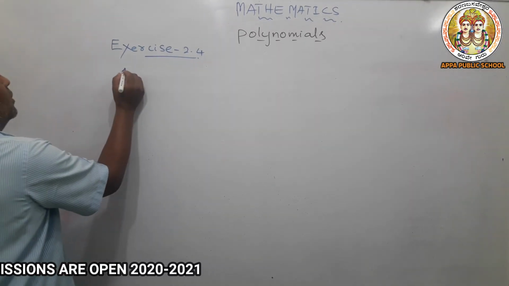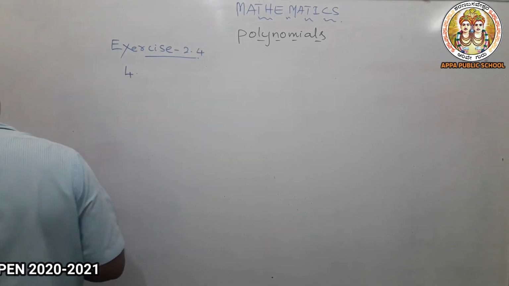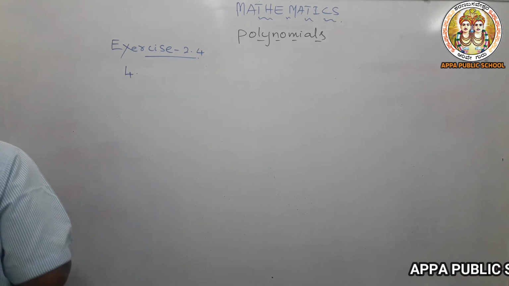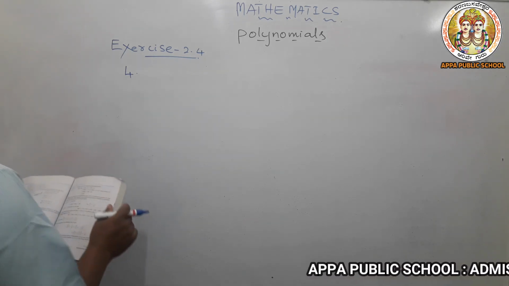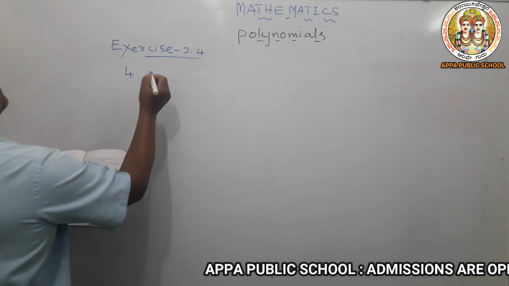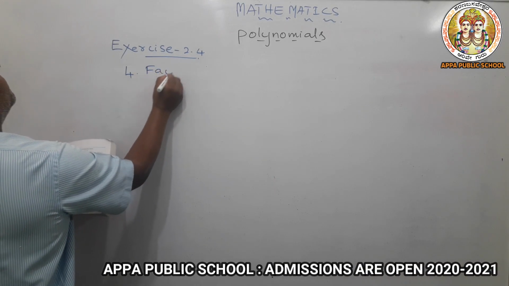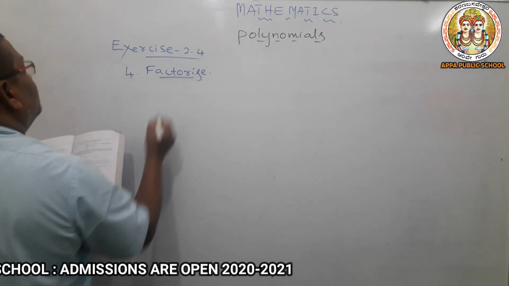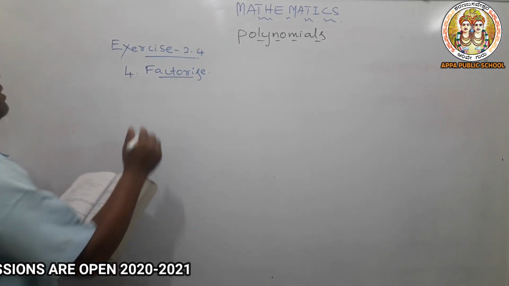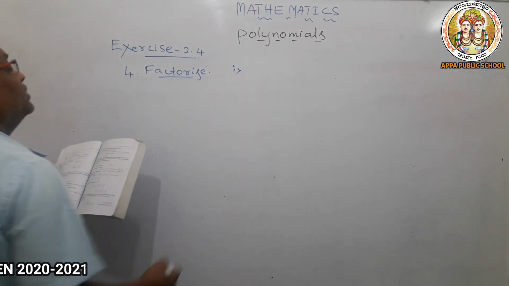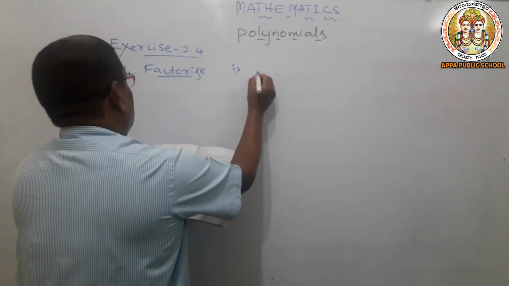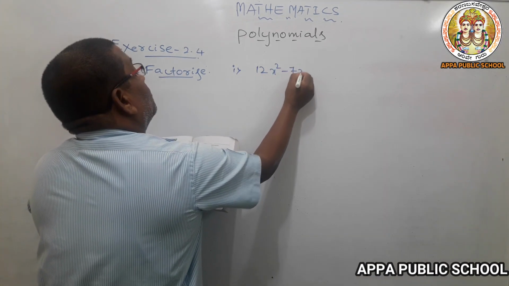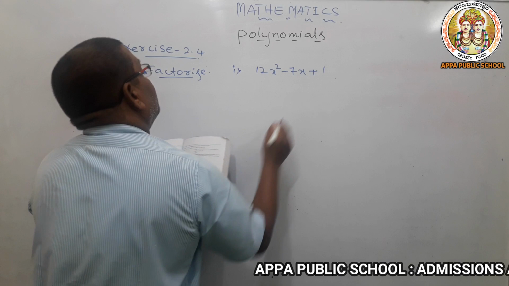Okay. Fourth bit. Let me write the question. Factorize. Here I took one question: 12x square minus 7x plus 1.